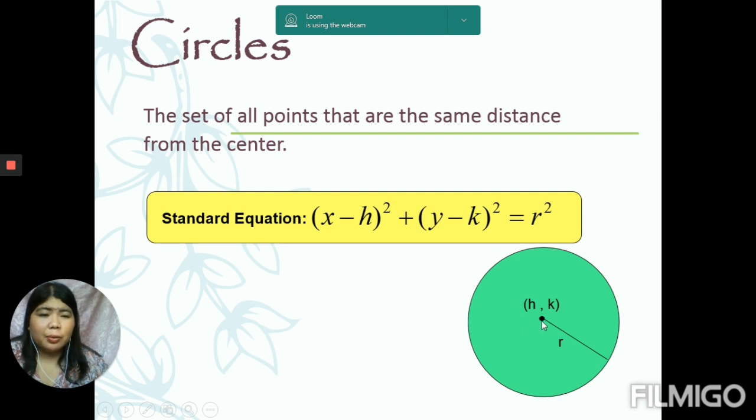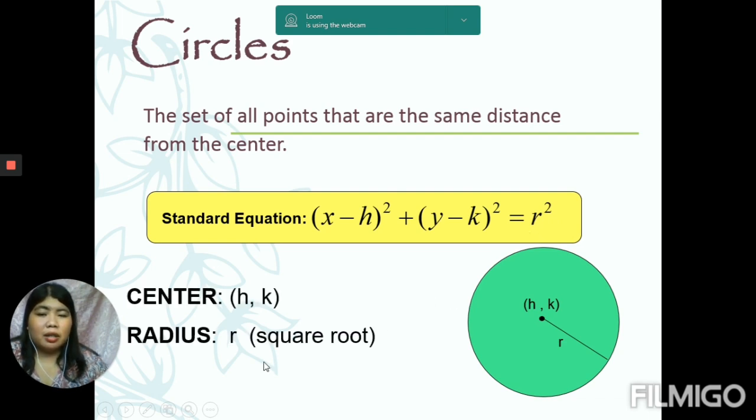And here is the center. So, the center, we use the coordinates h, k. So, ito siya. Yung h, k na nandito, dun sa equation. So, yung h, k natin, yun yung center. And this one is the radius. So, yung radius is the distance from the center to any point on the circle. So, we can also solve for the radius using the equation kasi ayan siya. We're gonna get the radius from this equation, which is r squared. So, the center is h, k and the radius is r.